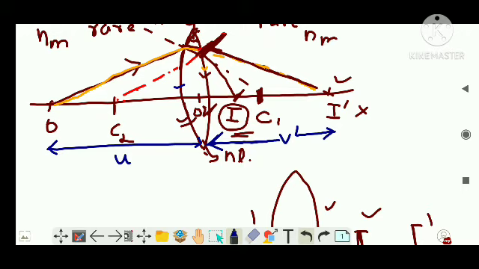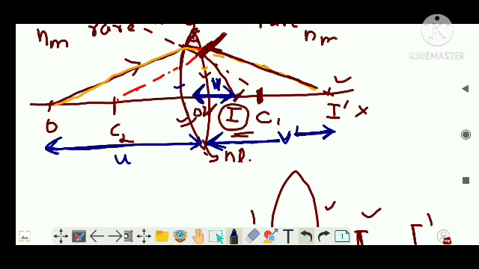But when this I dash acted as an object for the second surface, this was the image formed from O to I. This one is our actual image distance, which is V. Clear? That is the actual end image distance. So this is the actual object distance, and due to the first surface, an image was formed, which is I dash. Its image distance is V dash.